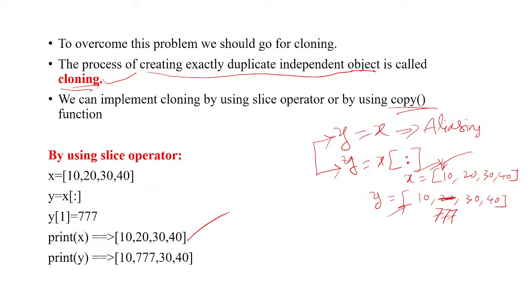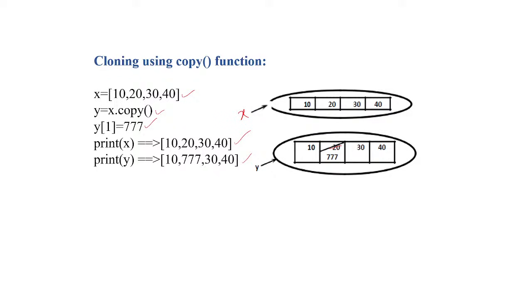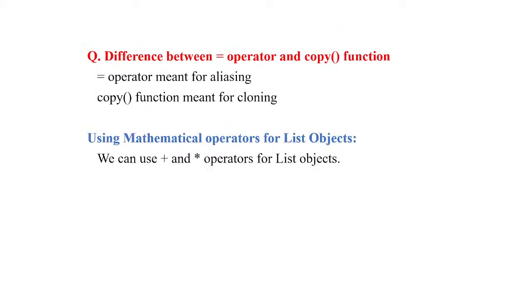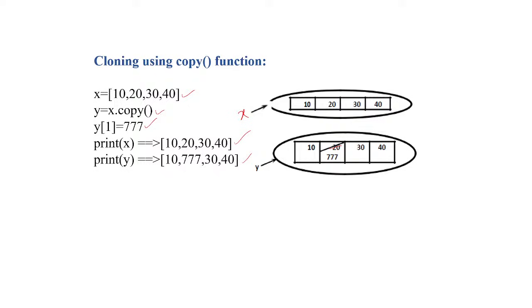When you print y, the change is reflected only in y, this 777. Okay, so this is what happens here. Then the difference between equal to and copy function. So you can use a copy also. You can also create it by using the copy function.